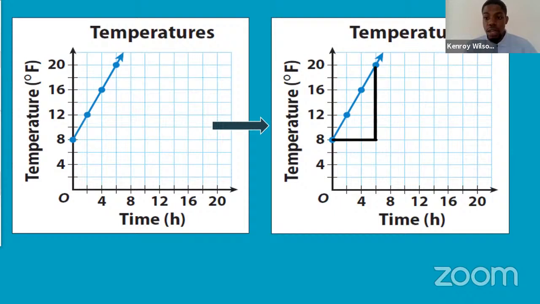Can anyone just type in the chat, any one of the chats, what is the difference? What is the temperature change from that first point to that last point? By how much did the temperature change? It started at a particular temperature, and then the last measurement that we got was at another temperature. By how much? What was the change in temperature?